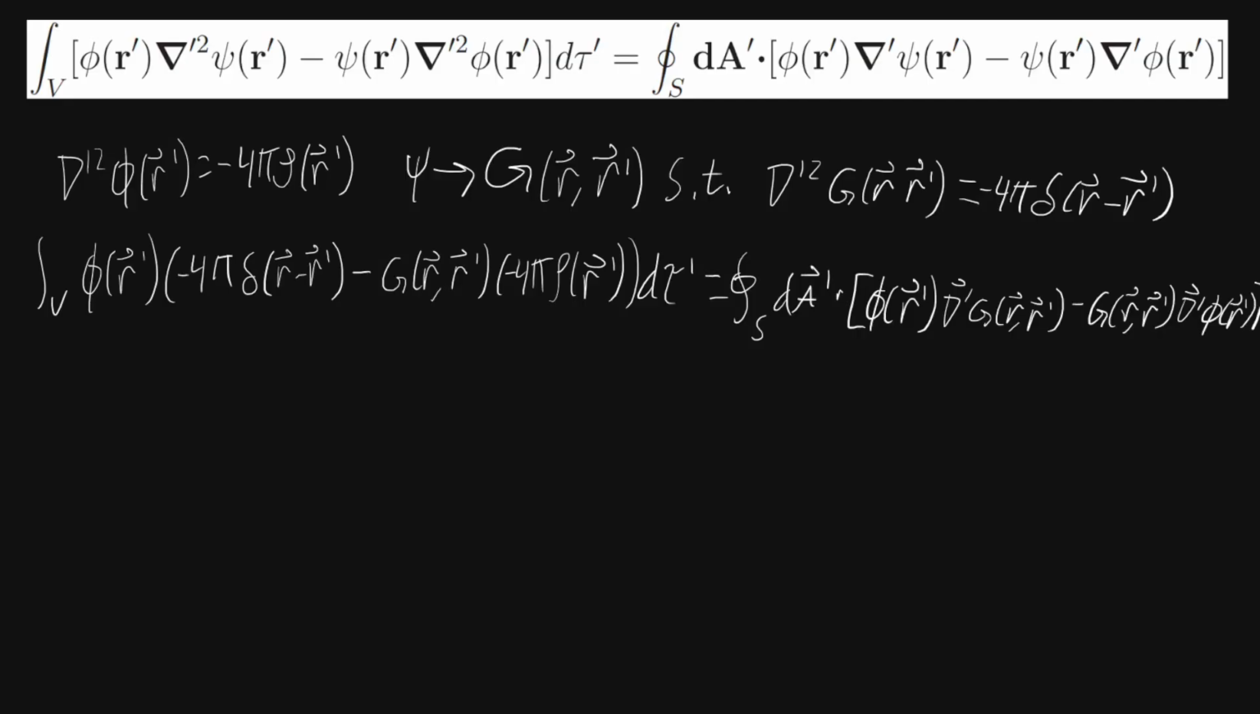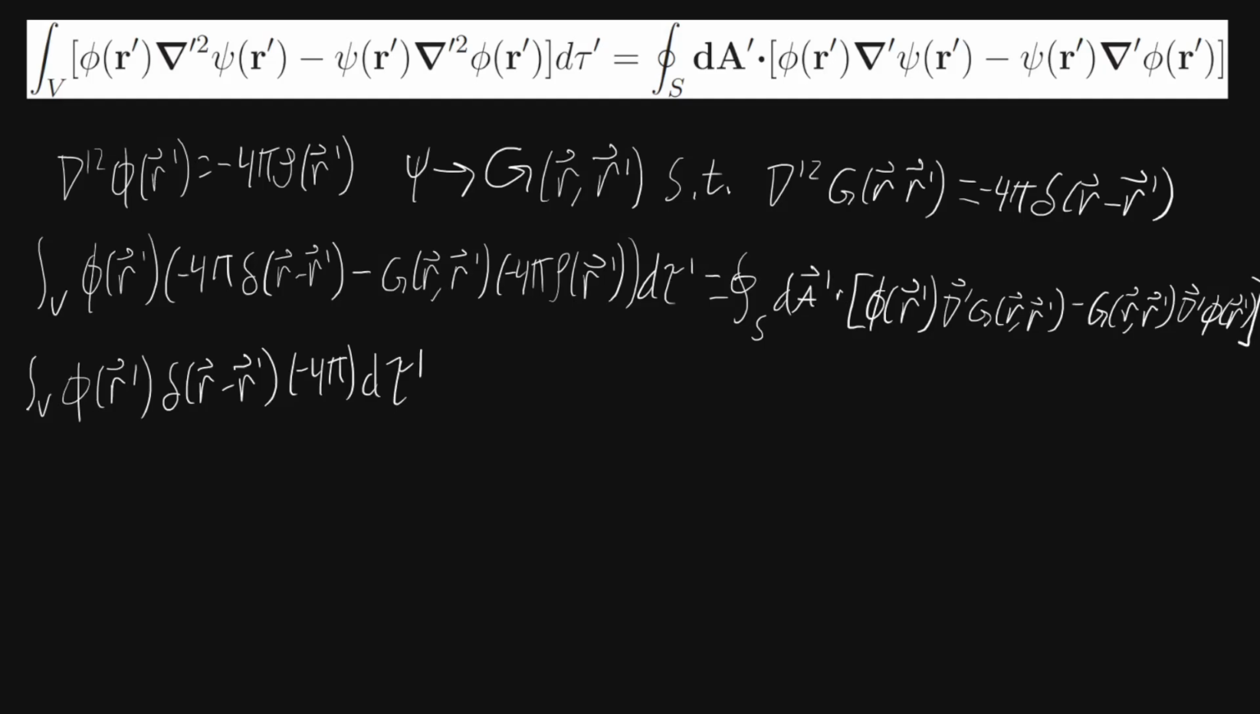And then there we go, and then we have that. Okay, and so one thing we can do here is we can notice that we have this difference in our integral. And so, we can split this integral into two different integrals. So the first integral we can look at is this integral over the volume of our phi times some delta function, and then times negative 4 pi, and then we're integrating over some volume.